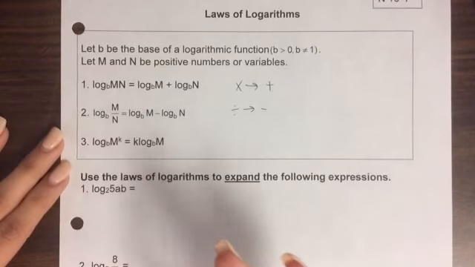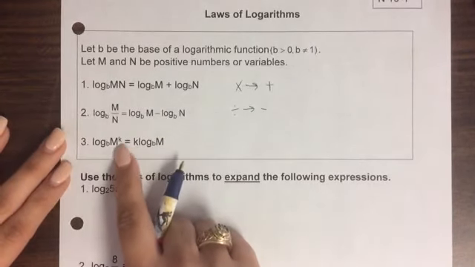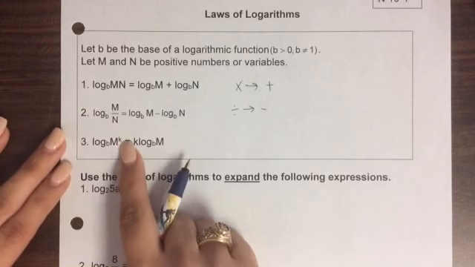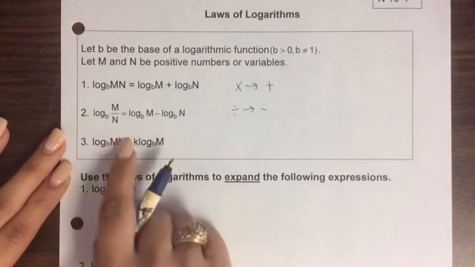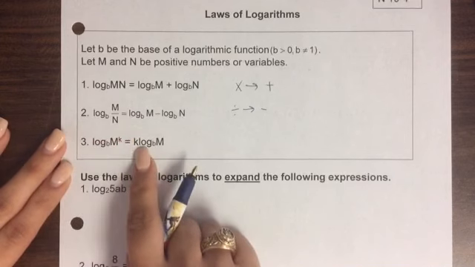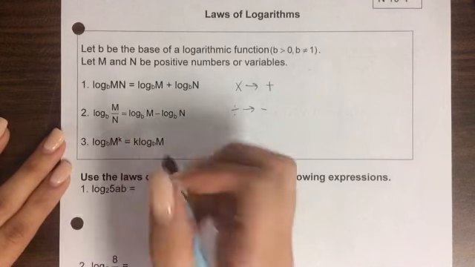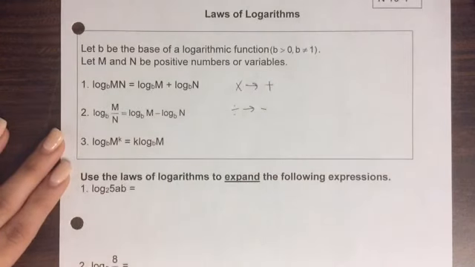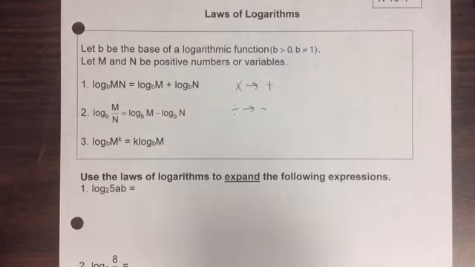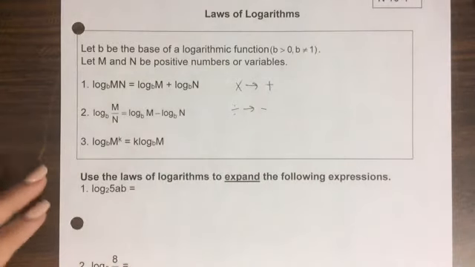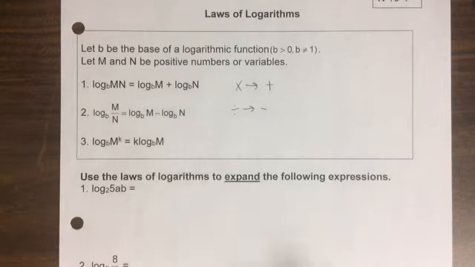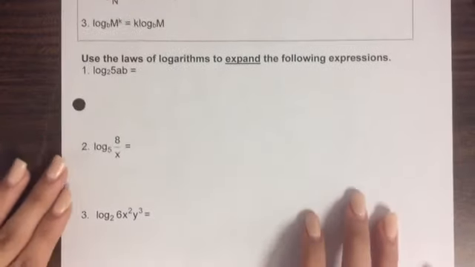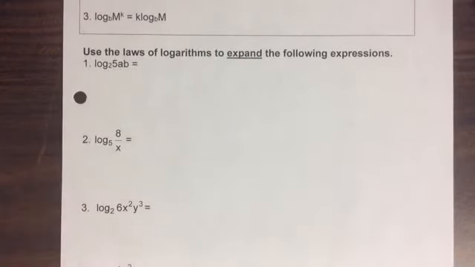The only one that is a little bit different is your power one. When you have a power, so we have m to the k, what we're going to end up doing is moving that k to the front of our equation. So this little k becomes a big K in front of the log. Not that big of a difference. This is very doable, and we can totally see what is happening. So in case you're a little lost, let's go ahead and do an example or two.